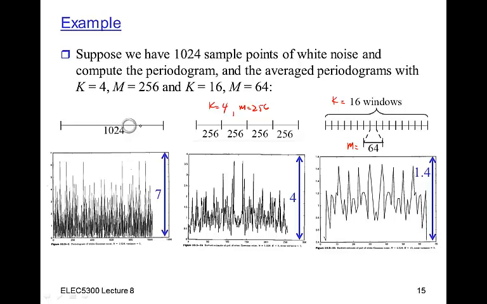Here we have all 1024 points being used to compute one periodogram. You can see that that's very noisy. The scale here goes from 0 to 7. Then when we divide it into 4 bins, what happens is that we only have to estimate 256 frequencies here. So this thing here was 1024 different frequencies, but now this is only 256 different frequencies. And so we can use averaging by 4 to reduce the variance. And so here you can see this is still kind of noisy, but the scale here is 4.